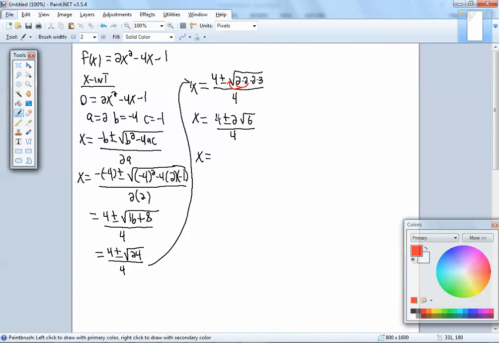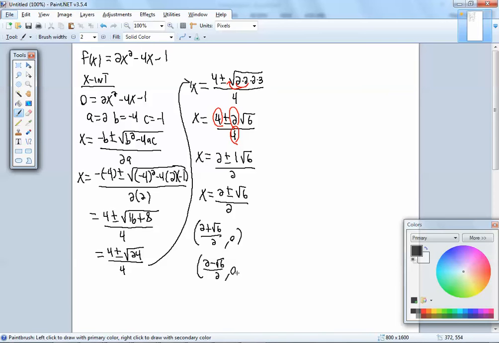Now the 3 number rule. If you can divide this number and this number and this number by the same number, do so. Those are all divisible by 2. 4 divided by 2 is 2, plus or minus 2 divided by 2 is 1, square root of 6, over 2. Or x is equal to 2 plus or minus square root of 6 over 2. So our x-intercepts would be 2 plus square root of 6 over 2, comma 0, and 2 minus square root of 6 over 2, comma 0.